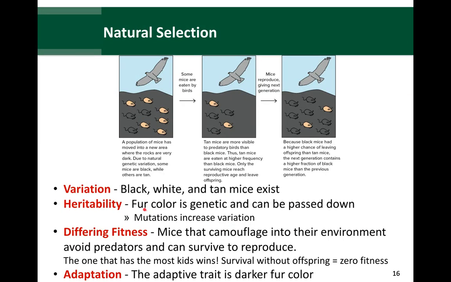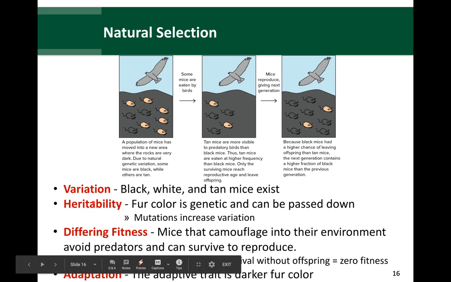Now, the first one is variation. So if we look at this example here, we see this bird, we see the predator, and the variation in the population of prey, the mice, comes from the fact that we have some black mice and some tan mice. I know here I wrote black, white, and tan mice exist. So those may be all variations. Maybe there are some albino mice. That's why I wrote white. But the point is there's variation in the population. That's one element of natural selection, or one tenet of natural selection.